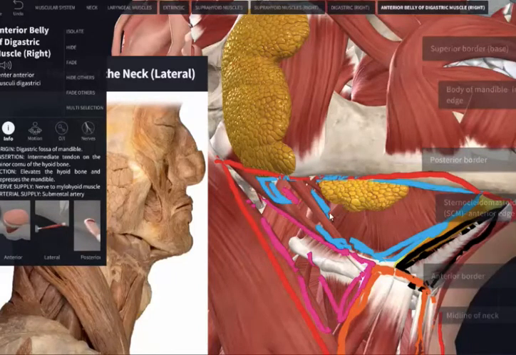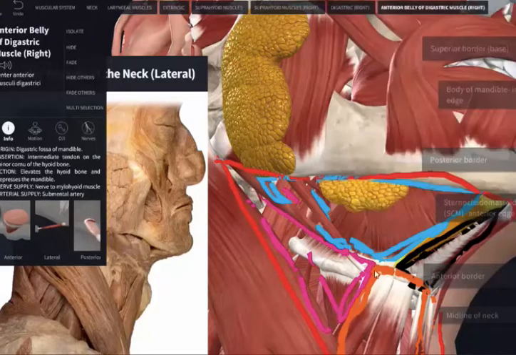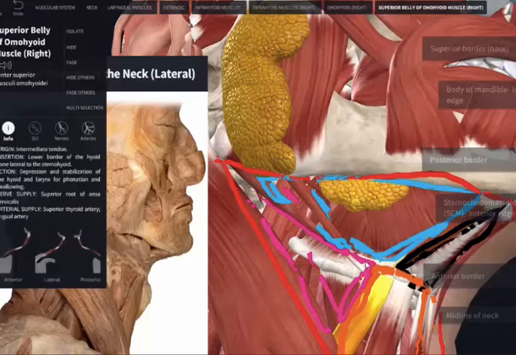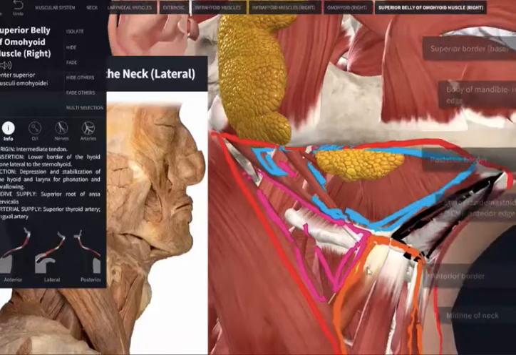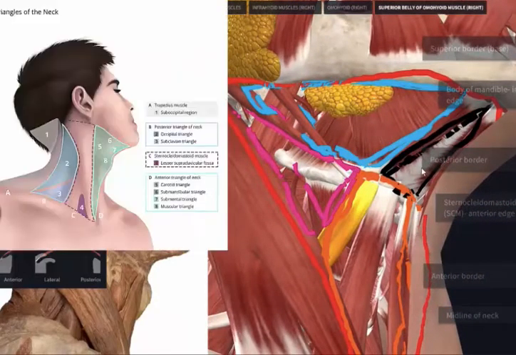Then you have the carotid triangle. The carotid triangle here is outlined in pink, and you can see that it has a border of the posterior belly of the digastric, the anterior border of the sternocleidomastoid, and the superior belly of the omohyoid right here. And then last but not least, you have the muscular triangle, and the muscular triangle has a boundary here in the midline of the neck, the sternocleidomastoid muscle, and also the superior belly of the omohyoid.